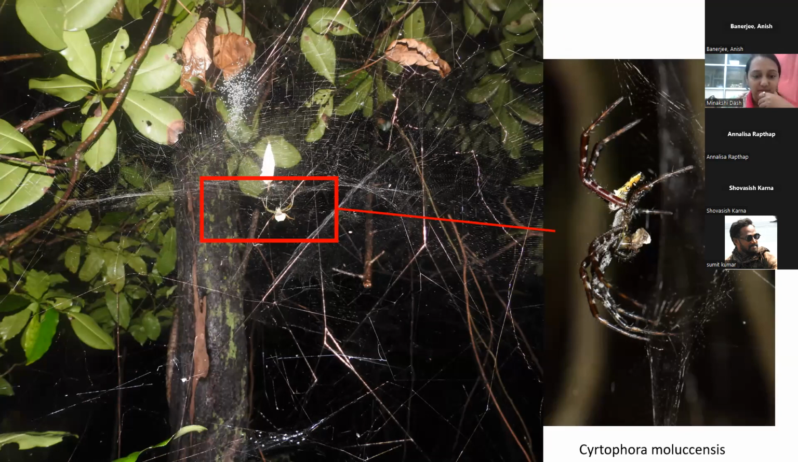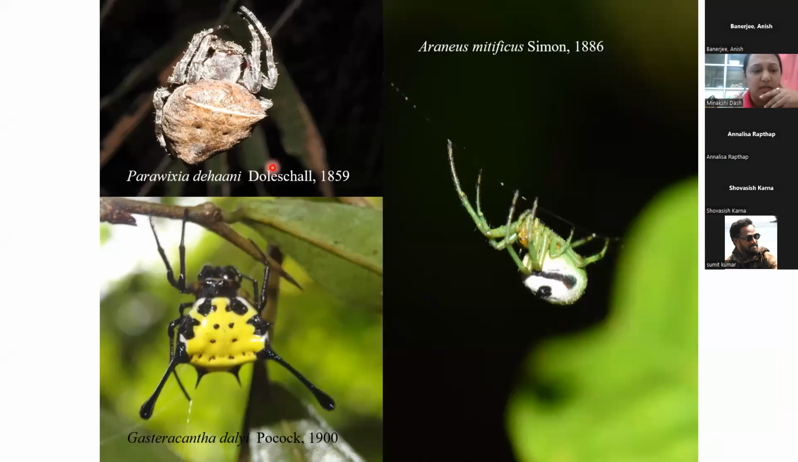There are some more examples, beautiful, beautiful spiders, Paraplectanoides or Parawixia dehaani. You can see the spiders at night. In the morning, it will be inside the retreat, inside dried-up leaves. But you can see its web fully, like a poultice web. And this is Eriovixia mitificus, Gasteracanthidae.